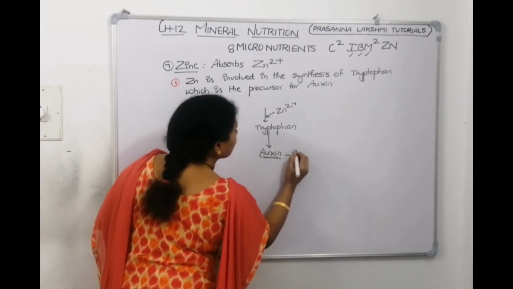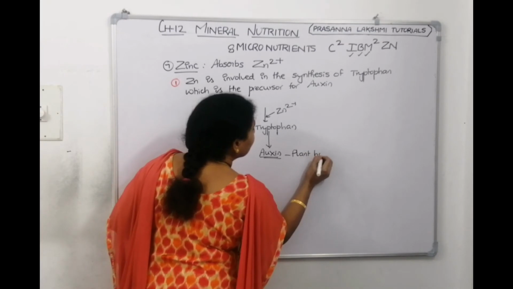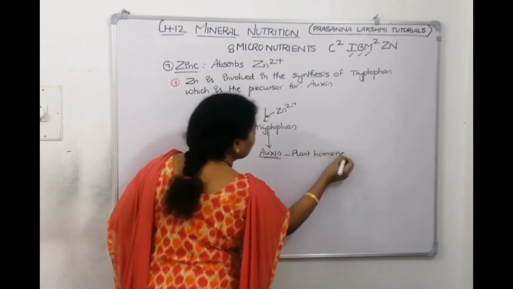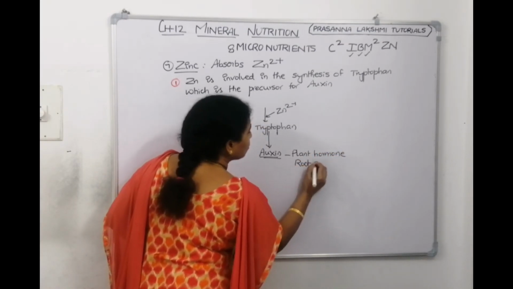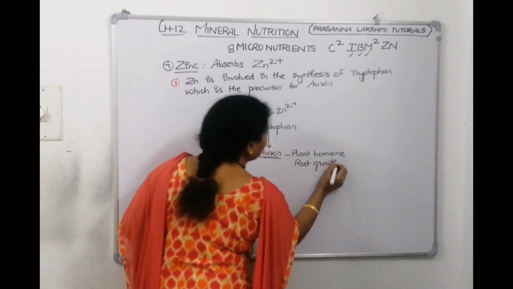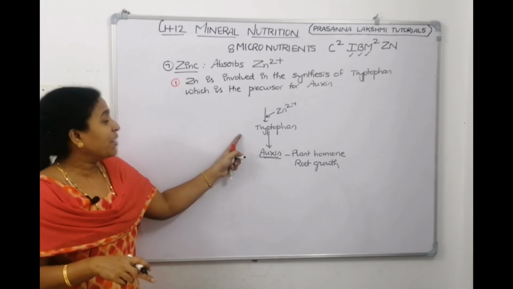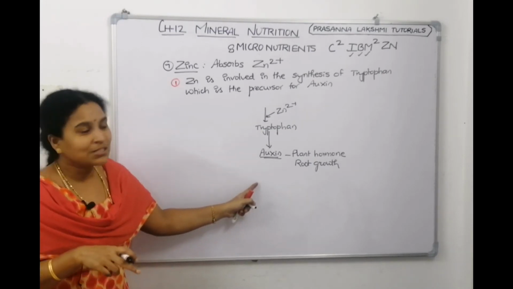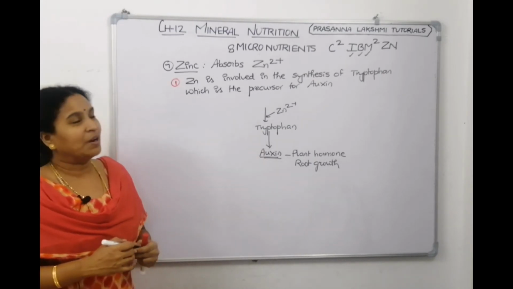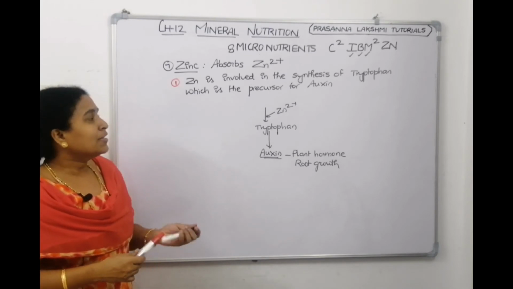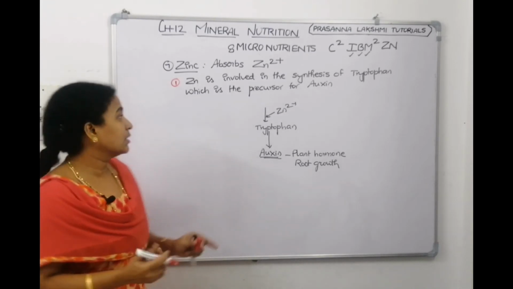What is auxin? Auxin is a plant hormone. What will it do? It helps in root growth. So if zinc is not there, tryptophan is not made. If tryptophan is not made, auxin is not made. If auxin is not made, root growth is poorly developed. So in this manner, zinc is involved in auxin synthesis.